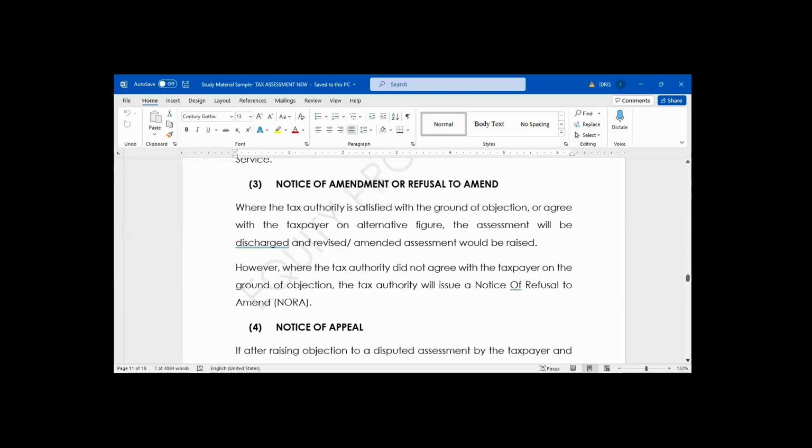They will state that though they have received your notice of objection, the evidence you provided in this notice of objection does not hold ground. It does not substantiate. It is not in line with the provision of the tax law. Therefore, their earlier position based on the notice of assessment still remains the same. That means they have refused to amend the assessment.